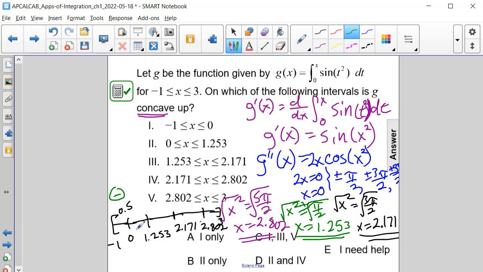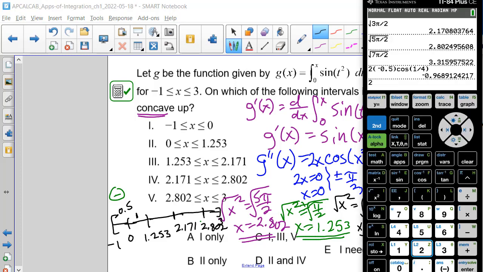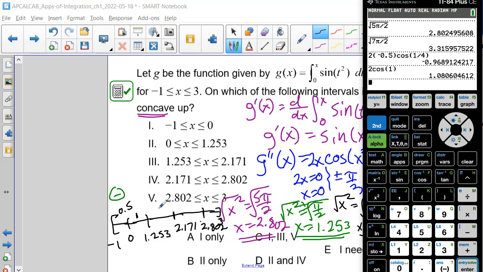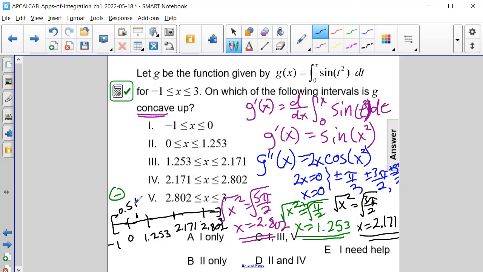or within this interval. And now between 0 and 1 and 253 thousandths, we could select a value of +1 here and substitute that in. So we'll have 2 times the cosine of 1 squared, or the cosine of 1. Let's evaluate that in our calculator. 2 times the cosine of 1, and we get a positive value. So we have a positive value here, meaning it's concave up.